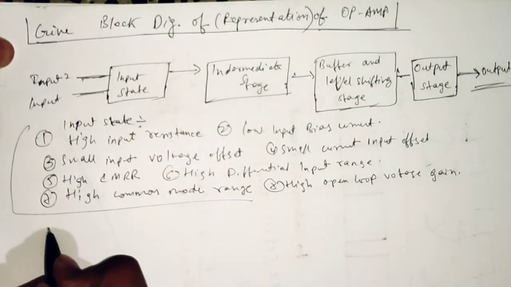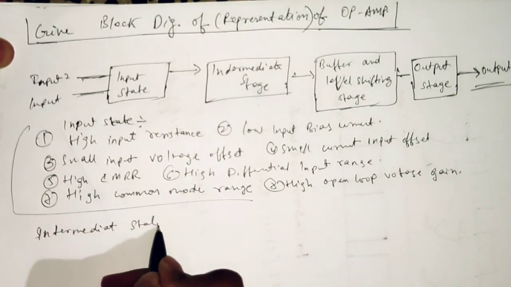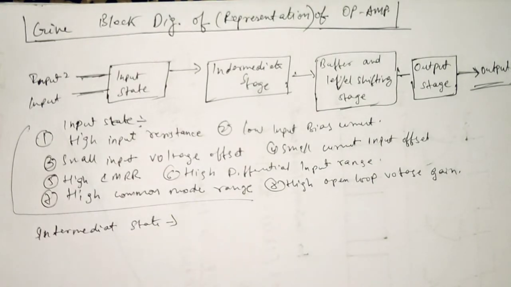Now let's talk about the intermediate stage. The output from the input stage drives the next stage, which is the intermediate stage. The intermediate stage is another differential amplifier with dual input unbalanced output, that is, single-ended output. The overall gain requirement of the operational amplifier is very high. The input stage alone cannot provide such a high gain. The main function of the intermediate stage is to provide the additional voltage gain required. Practically, the intermediate stage is not a single amplifier but a chain of cascaded amplifiers called a multi-stage amplifier. So here is the whole description of the intermediate stage.